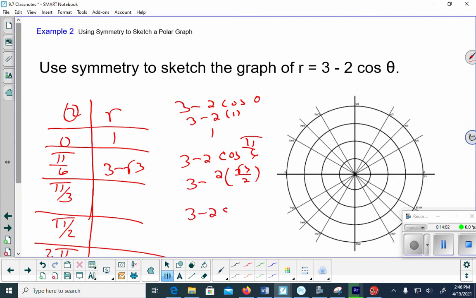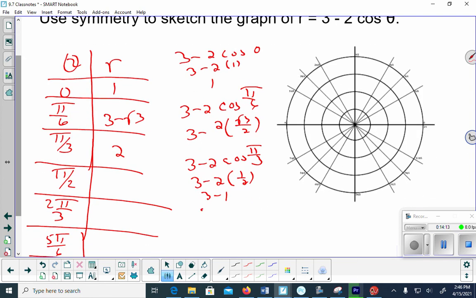3 minus 2 times the cosine of pi over 3. So 3 minus 2, cosine is 1/2. So that's 3 minus 1. This will be 2. 3 minus 2 times the cosine of pi over 2, we forgot the 2 there, so 3 minus 2 times 0, so this will just be 3.